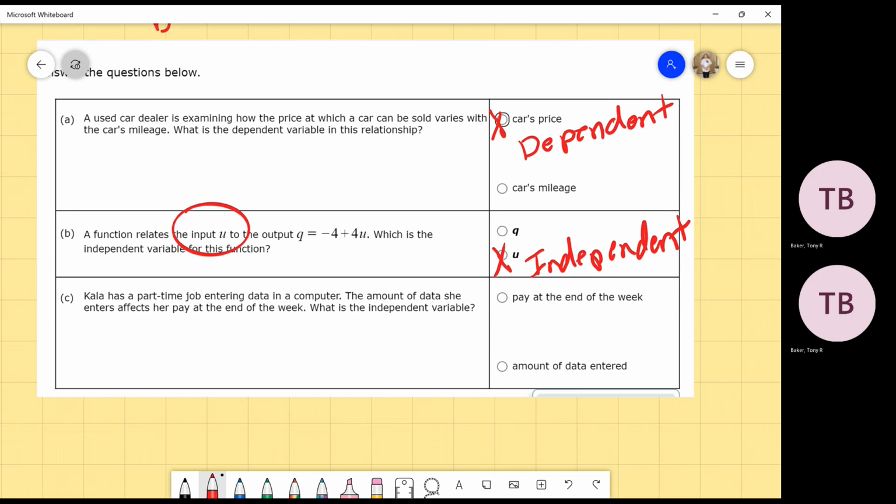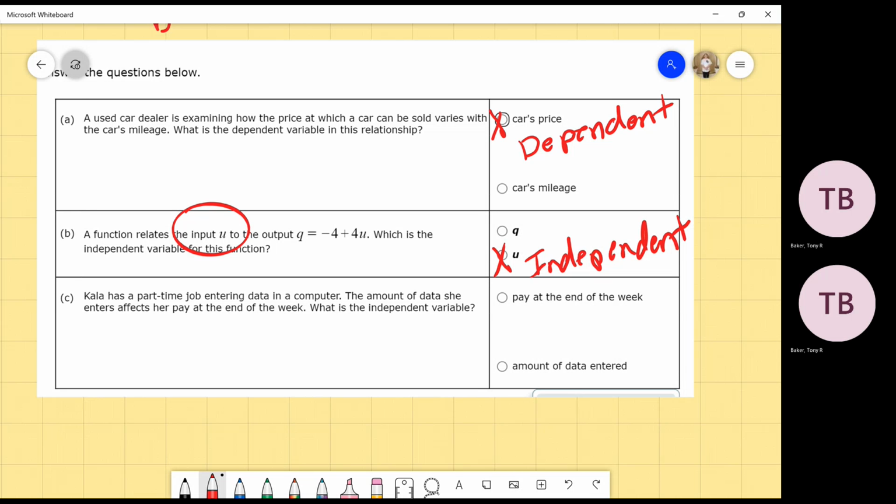Yeah, those ones are easy. It's the word problem ones, the real life ones, that are the paid ones. Carla has a part-time job entering data in a computer. The amount of data she enters affects the pay at the end of the week. What is the independent variable? Is the independent variable her pay or the amount of data she entered?